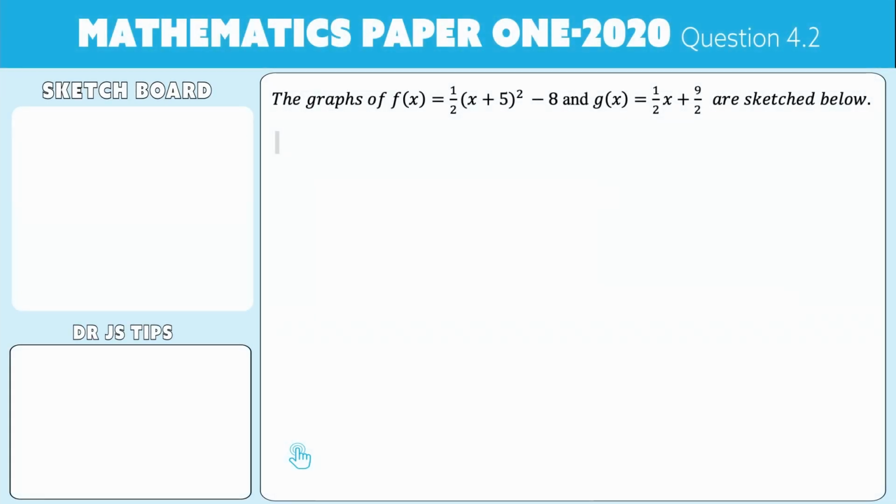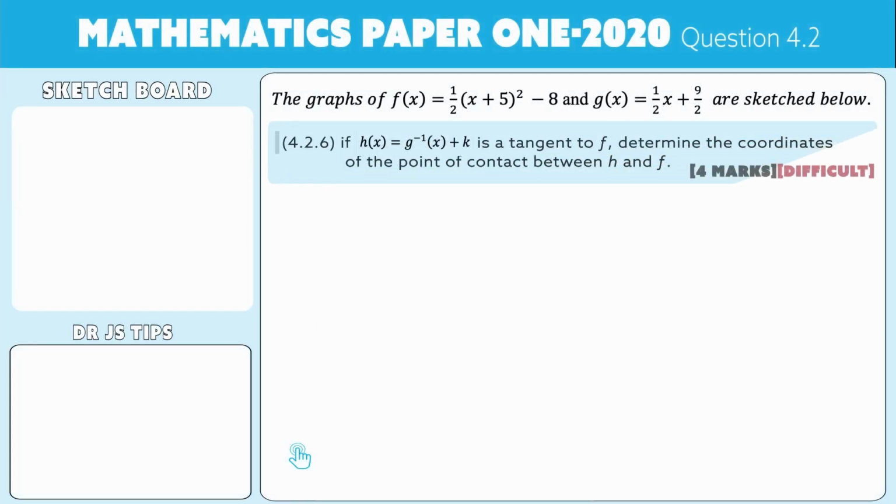Okay, we are at the last question in this particular function question, the last section, 4.2.6. It is part of the parabola and the line graph. Now remember, we have just found the inverse of the function g of x. So g inverse of x we found to be 2x minus 9. Now let's see what they ask us.